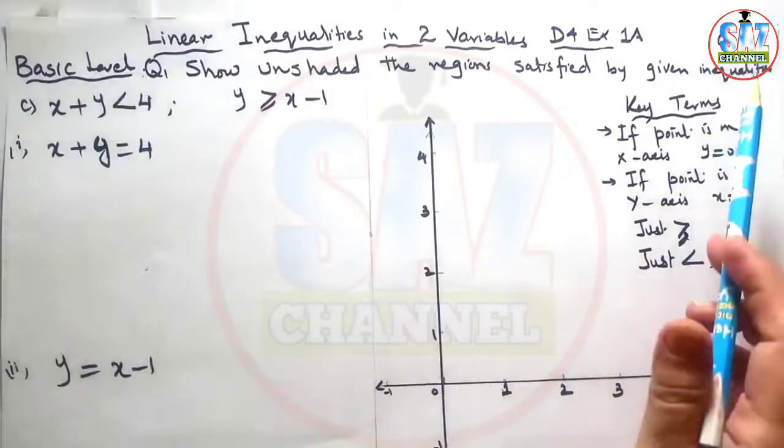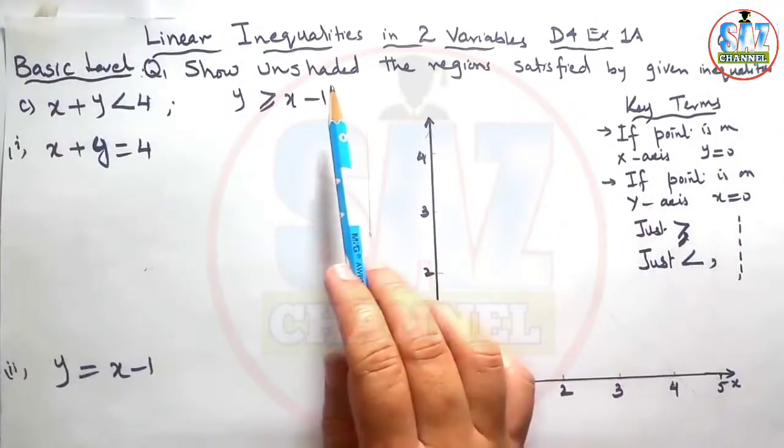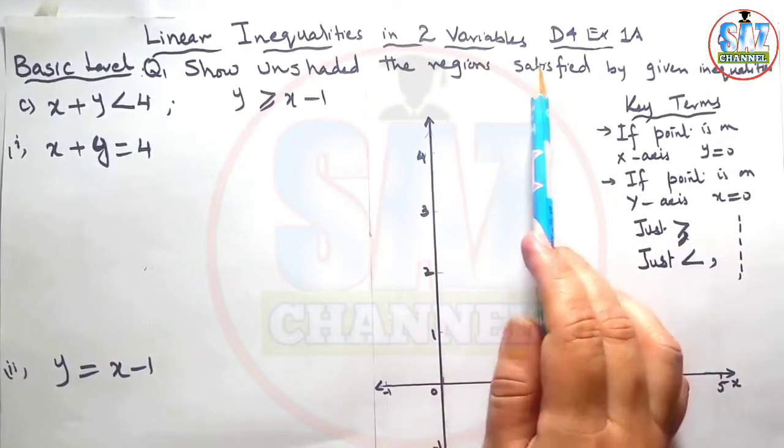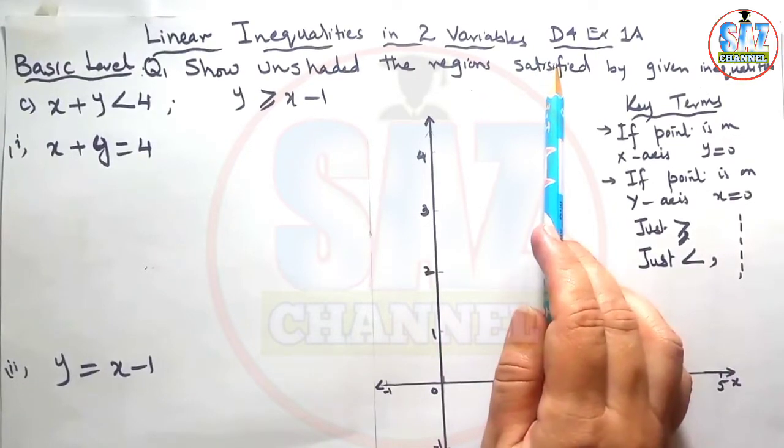This is my sixth lesson of plotting of linear inequalities in two variables, D4 exercise 1A.